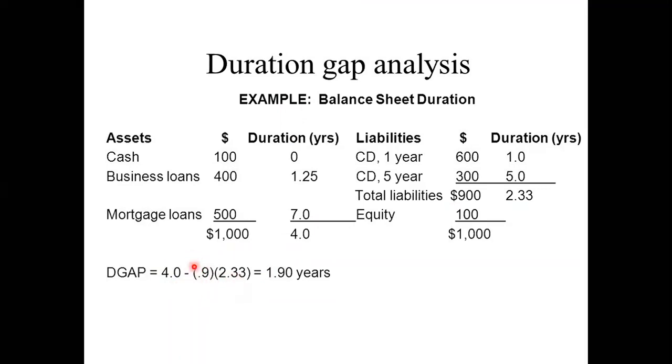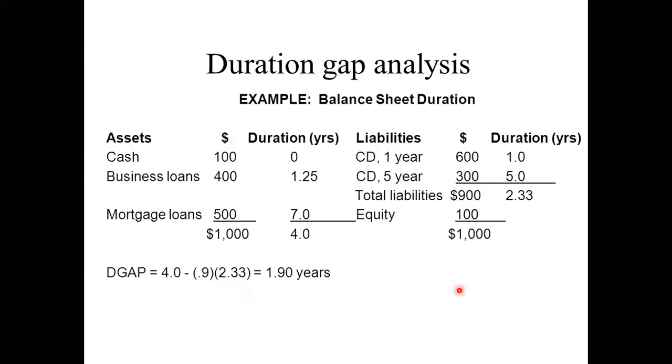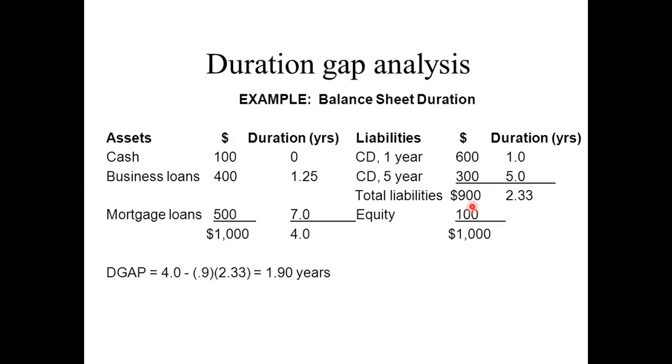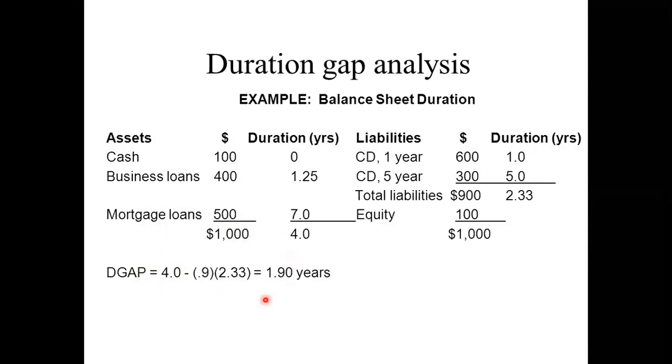How do we get here? Duration of liability times liability over total assets. Liabilities here, how much? 900. Total assets is also 1000. So 900 over 1000 equals 0.9, times this value. So the duration is 1.90. So here the duration of assets is higher than the duration of liabilities. Therefore, it will be exposed to high interest rate risk.